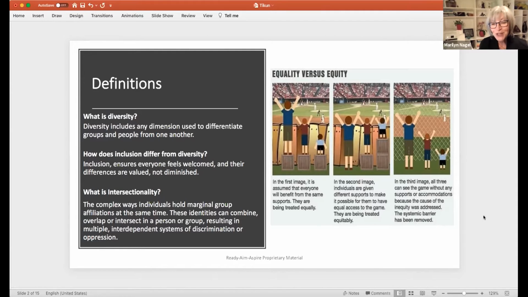The third image, though, is really our aspiration, and that is to remove systemic barriers. And so what you can see here is that the fence was removed. And there are so many instances in our world, in everything that we do, much more than one would imagine, where there are systemic barriers that keep people from having full access. So those are the basic definitions.